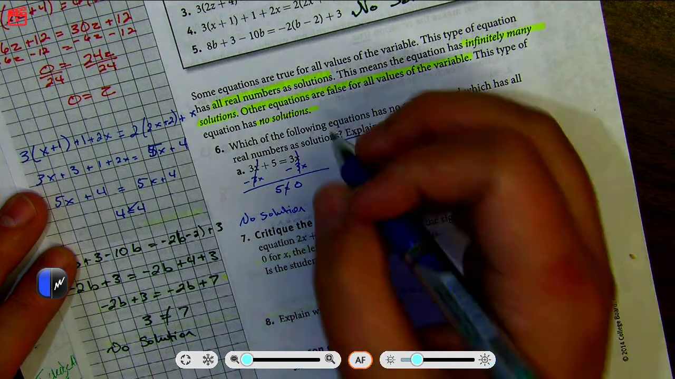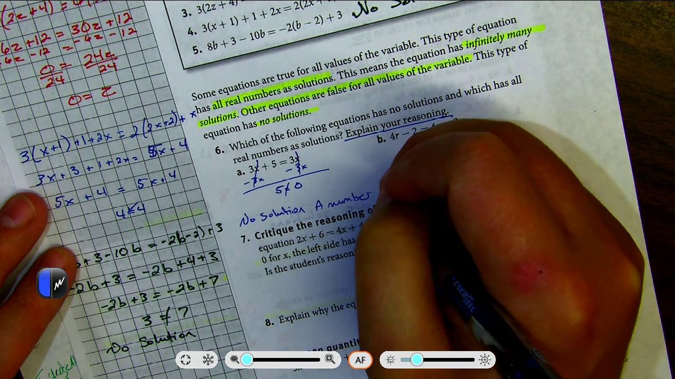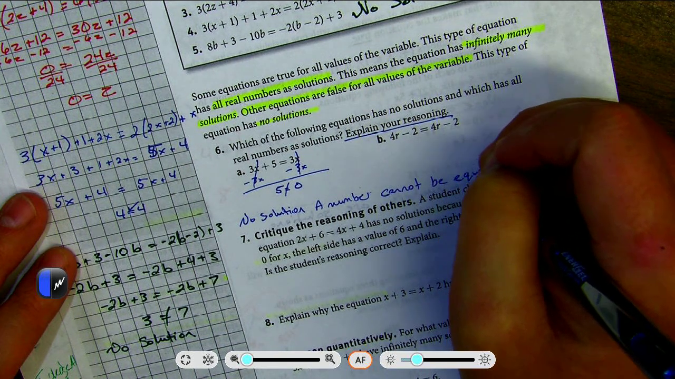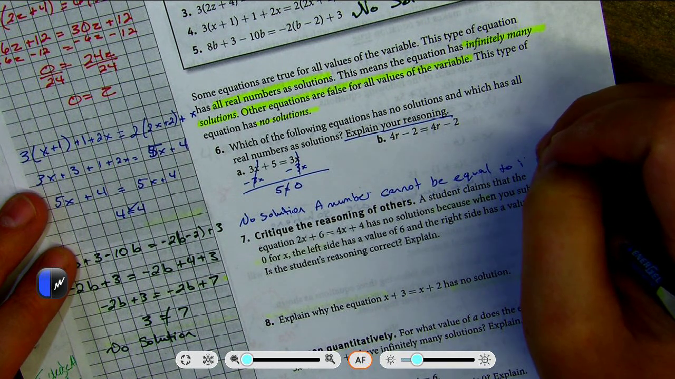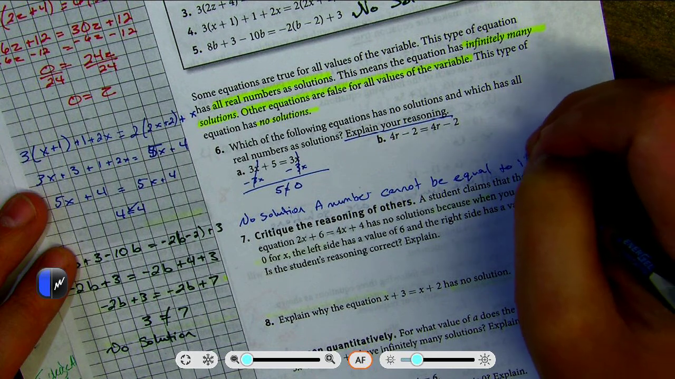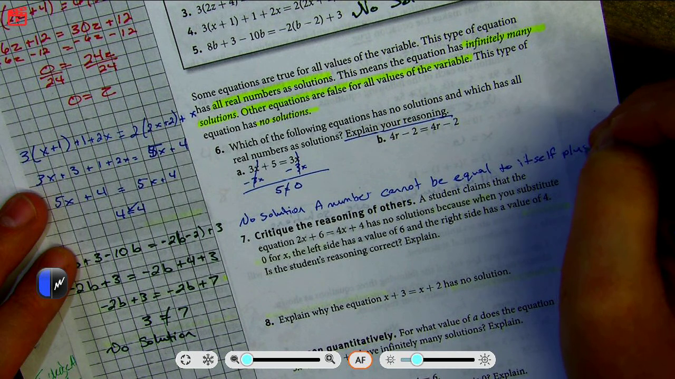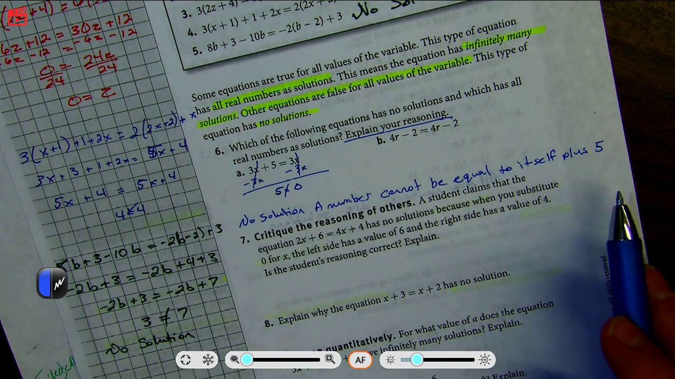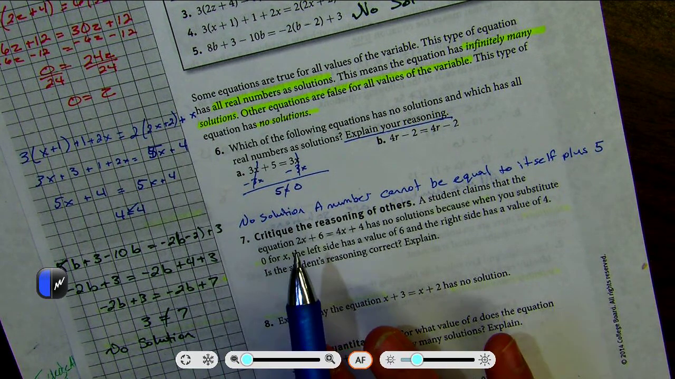All right, and because a number cannot be equal to itself plus 5.